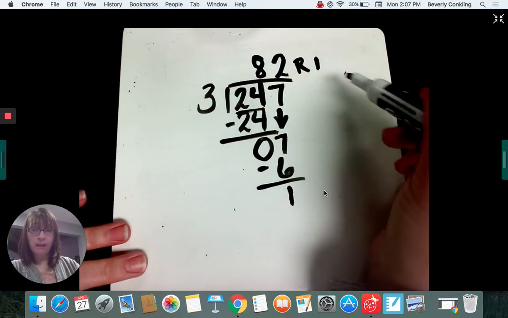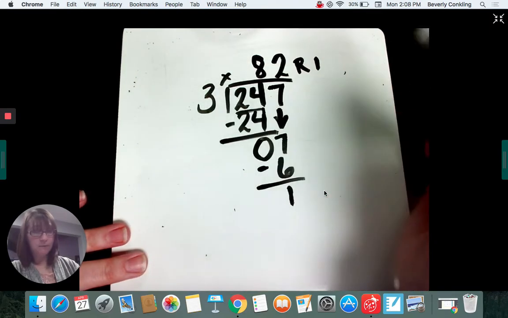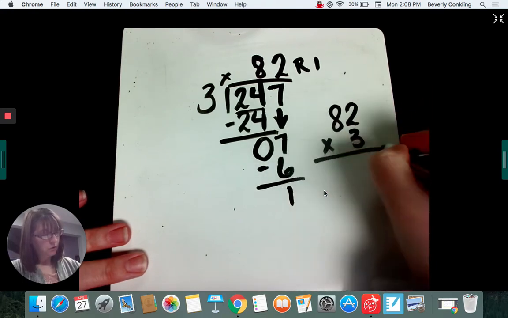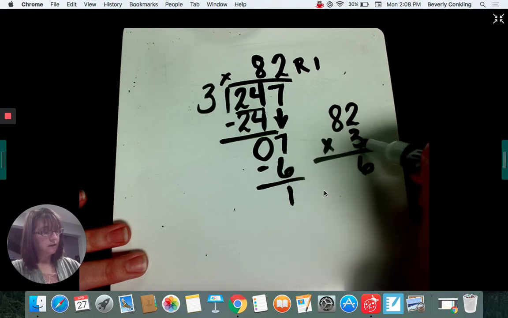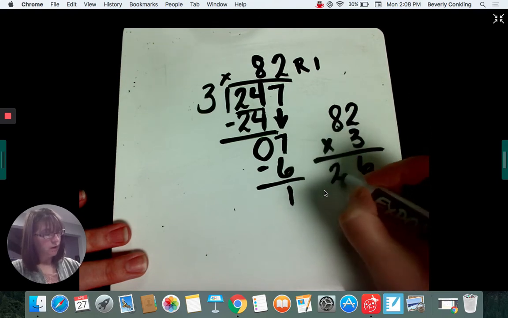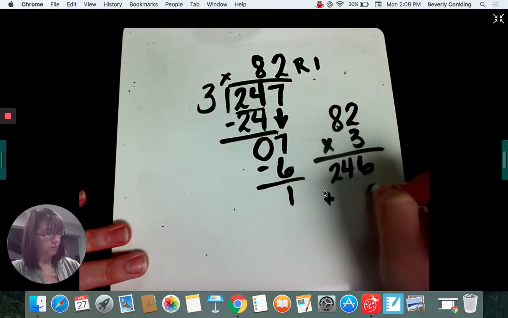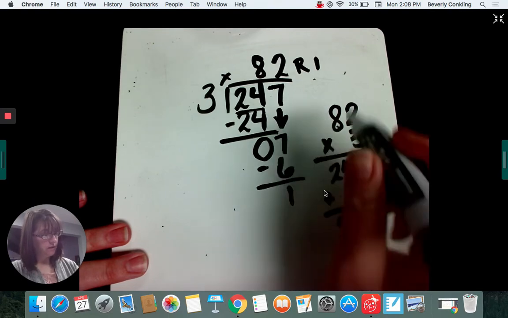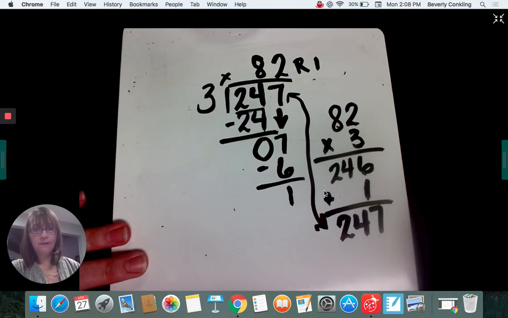Okay, now to check it, when I have a remainder, I still multiply my divisor times my quotient. So 82 times 3. 2 times 3 is 6. 3 times 8 is 24. And then I add my remainder on. So plus 1, 247. That is the same as my dividend, so I did my work correctly. Okay.